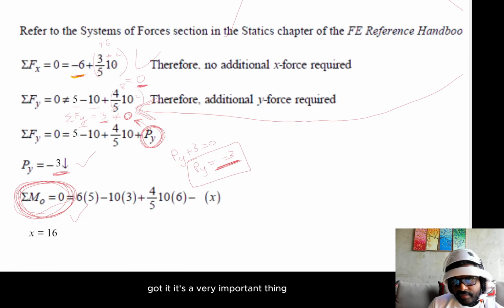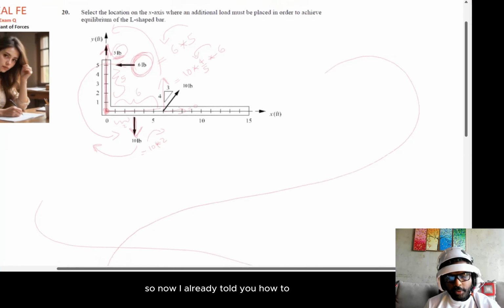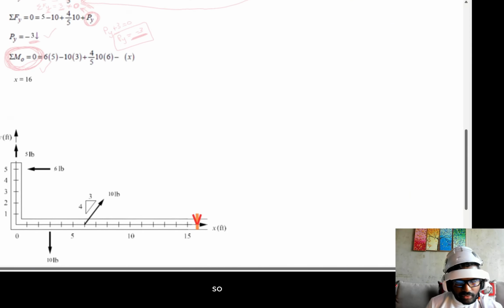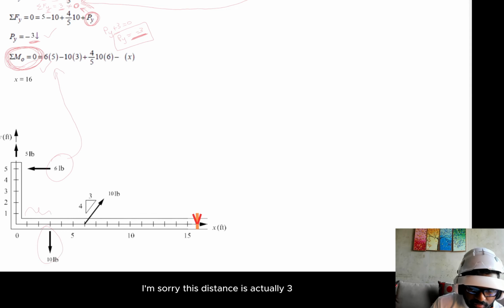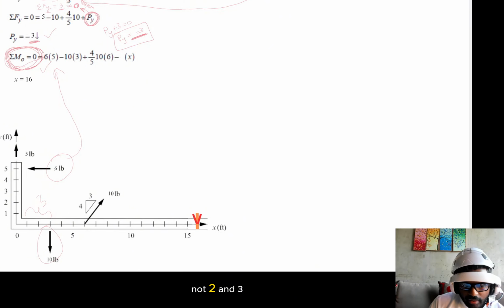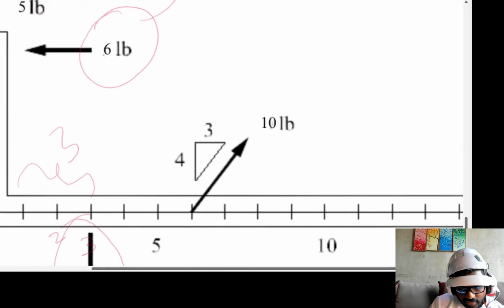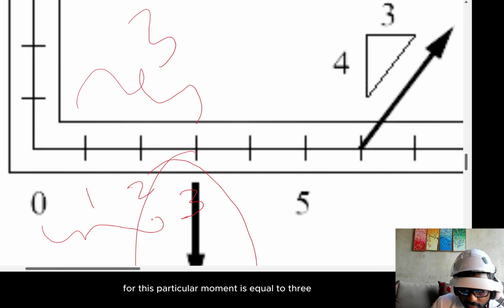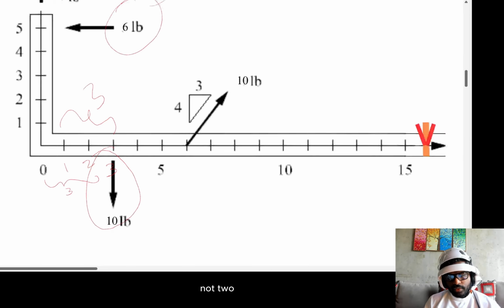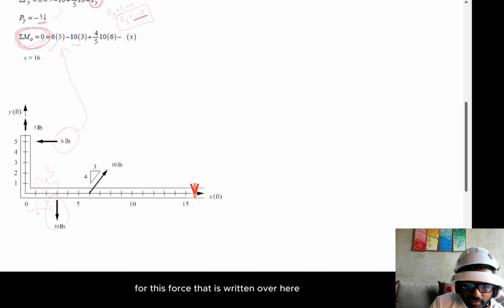Got it? It's a very important thing. Now I already told you how to put each of these moments together. First, the moment from this particular force is 6 times 5. For the moment about this other force, I'm sorry, this distance is actually 3, not 2. Be very careful about this kind of thing in the exam, because this small thing can make a big difference. So this should be written very carefully: 1, 2, 3. That means the distance for this particular moment is equal to 3, not 2. So 10 times 3 is the moment for this force that is written over here.